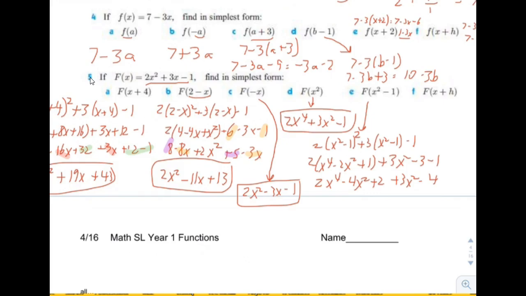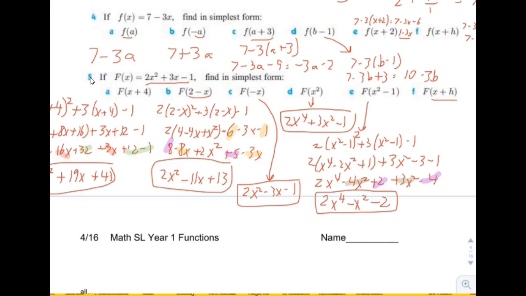Now we'll combine like terms. Negative 4 combined with 2. 3x squared combined with negative 4x squared. And 2x to the 4th by itself. So 2x to the 4th minus 1x squared minus 2. Okay.